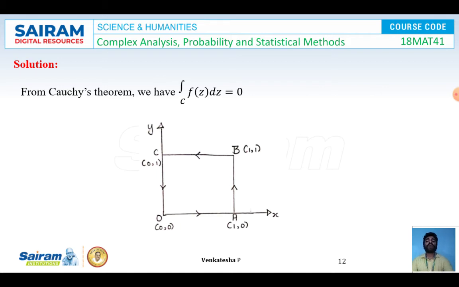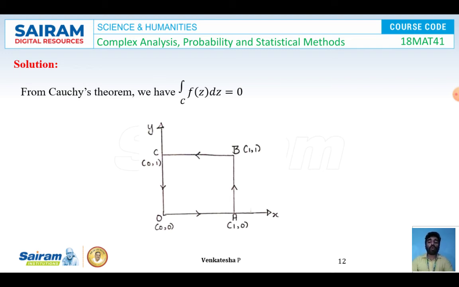Since the curve C is a square with the vertices 0, 0, 1, 0, 1, 1, 0, 1, I'm plotting that. In the XOY plane, I'm taking the point 0, 0 at the origin. The point 1, 0 I took on the positive x axis. The point 0, 1 I took on the positive y axis. I took the 1, 1 point here. Calling this point O, this point A, this point B and this point C, and joining all these points OA, AB, BC and CO. Now I am assuming that the curve C is moving from O to A, A to B, B to C and C to O.